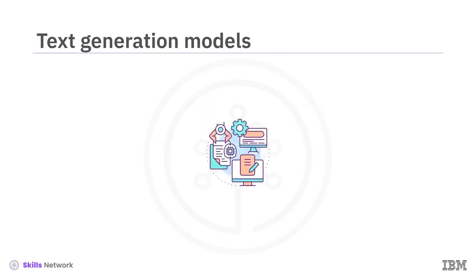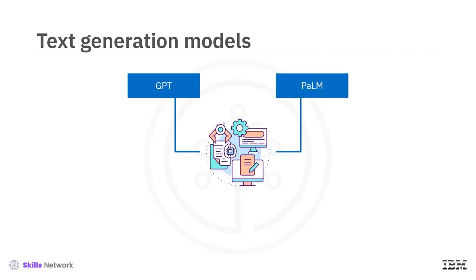LLMs are the basis for many text generation models. Two such examples are Generative Pre-trained Transformer, or GPT, and PaLM. These models have evolved into multimodal models, offering multiple capabilities. Let's learn about the capabilities of these models through two popular tools, ChatGPT and Bard.